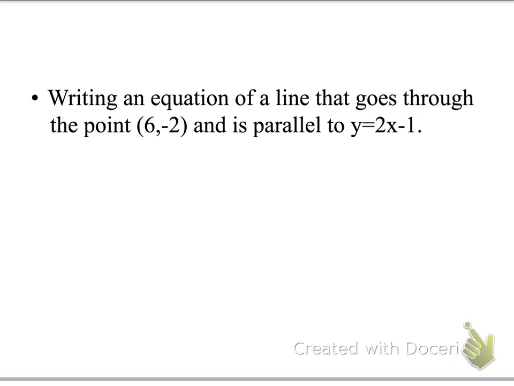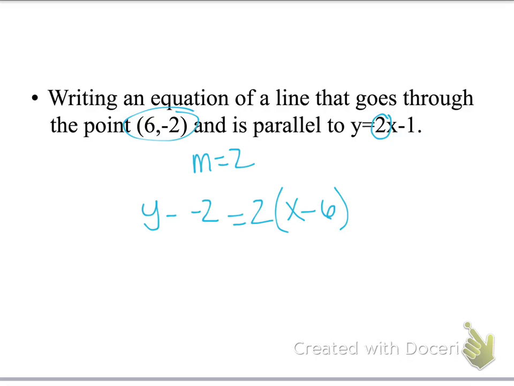Okay, write an equation of a line that goes through this point and is parallel. So my slope is 2 this time. And this is my point. So y minus my y value equals my new slope, x minus my x value, and then 2 negatives will make a positive.